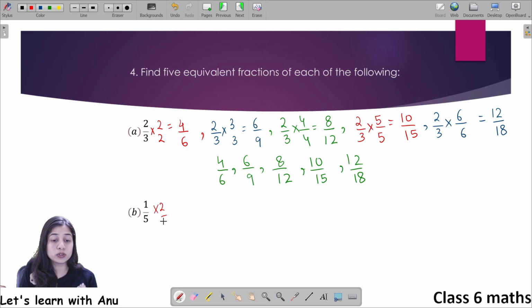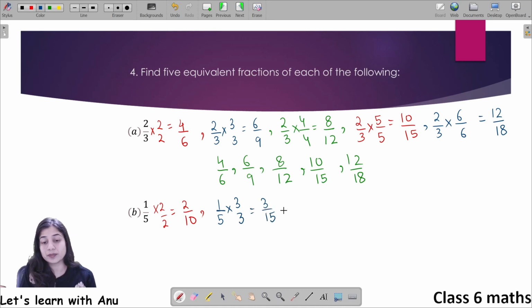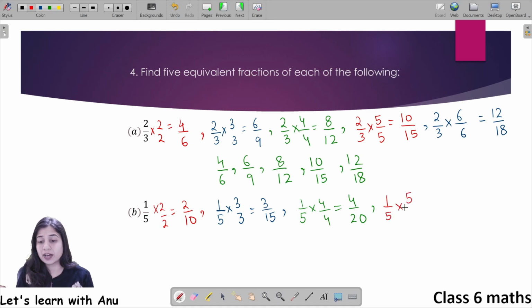In a similar manner, we're going to solve the B part also, 1 by 5. Firstly, we will multiply both numerator and denominator with 2 and we get 2 by 10. Then again, we can multiply both numerator and denominator with 3, which gives us 3 by 15. Then 1 by 5, we are multiplying it with 4, which gives us 4 by 20. Then we're multiplying 1 by 5 with 5, which gives us 5 by 25. And the last one, 1 by 5, we are multiplying it with 6, giving 6 by 30.